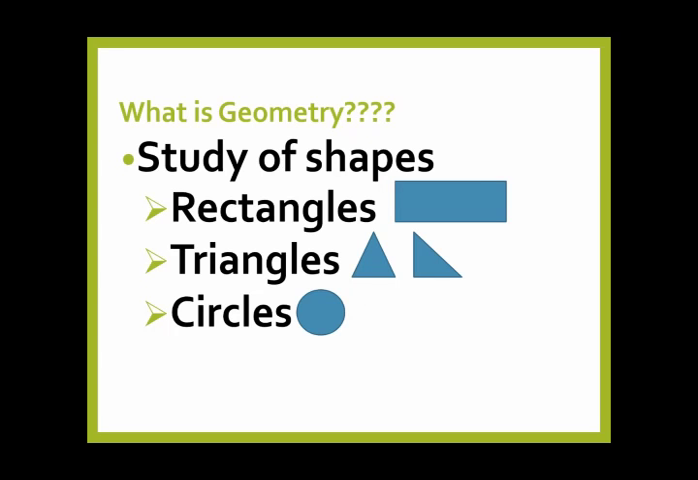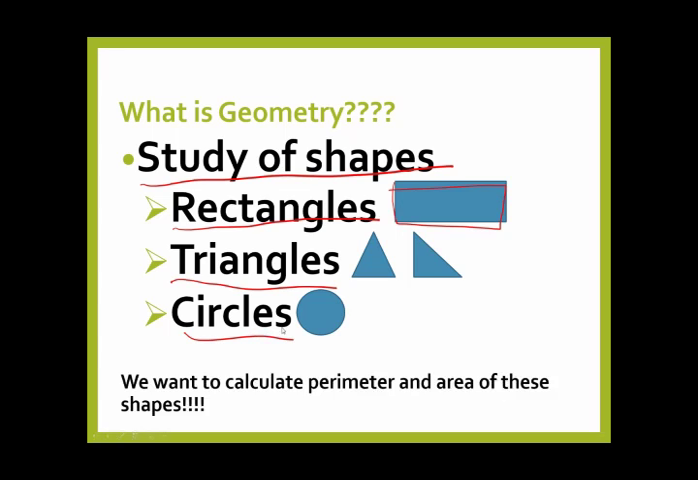Alright, so what is geometry? Geometry pretty much can be said as the study of shapes. When we talk about some of these shapes, we have the rectangle here, which looks like this. We have triangles, and then we have circles. That's what we're going to be talking about today. So what can we do? We can calculate perimeter and area with these shapes.